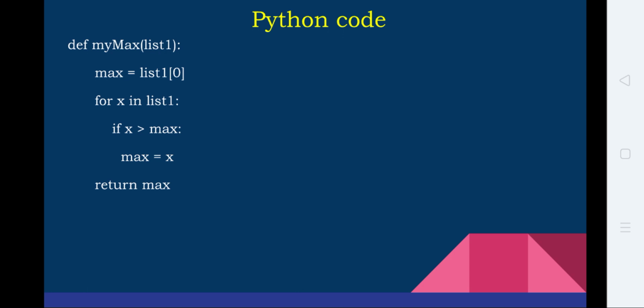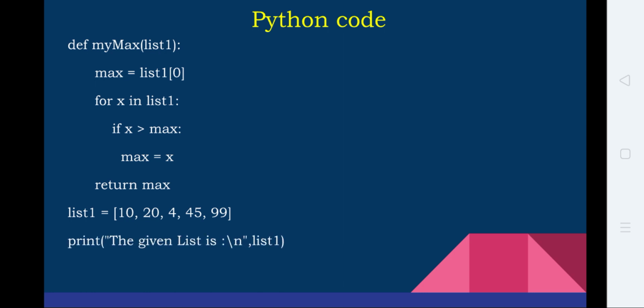After completing this for loop, we will find the one maximum element in the array, which is max, and it is returned to the main program. Now let us see the main program. In the main program we have assigned one list which has the values 10, 24, 45 and 99, and then print the given list. Once you get the elements from the input, just display on the screen the list1, and then print the largest element is my_max of list1.